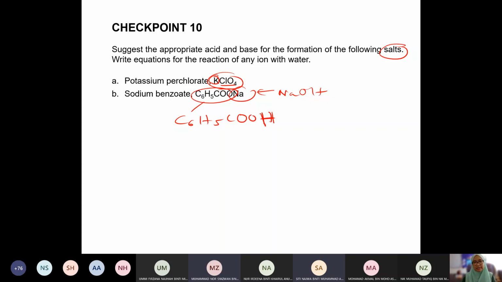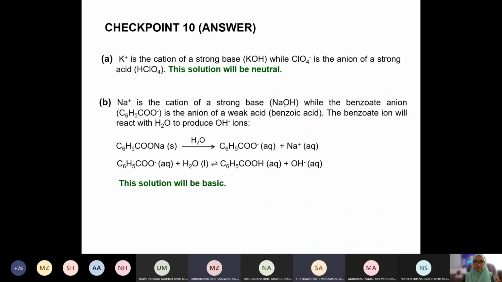Tapi cuma soalan tanya, suggest the appropriate acid and base for the formation of the following salt. Ni kita suggest lah for B ni. This one pun kita boleh suggest KOH plus HClO4. So as you can see, both of them are strong acid and strong base. Okay, so tak ada hydrolysis lah. There will be no hydrolysis takes place. But this one we do have hydrolysis. Okay, right. So this one.